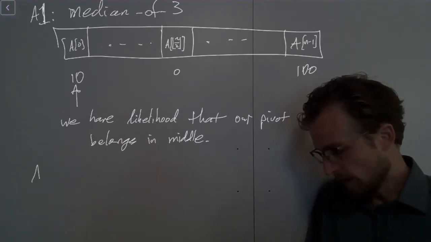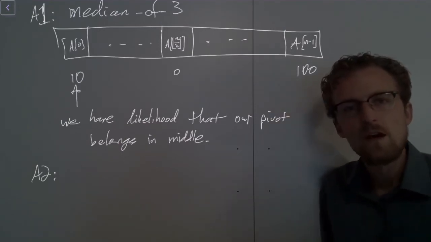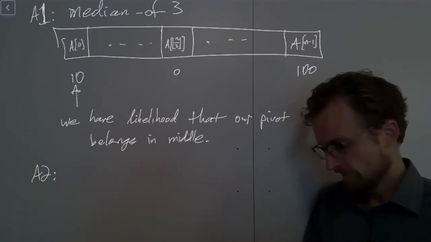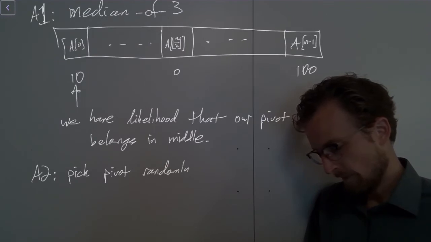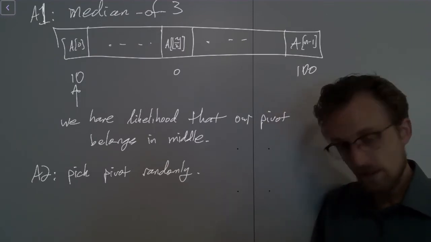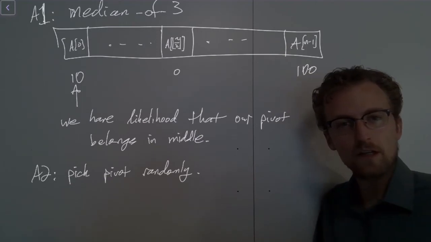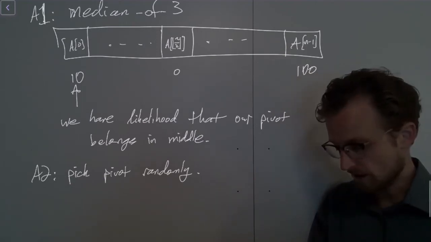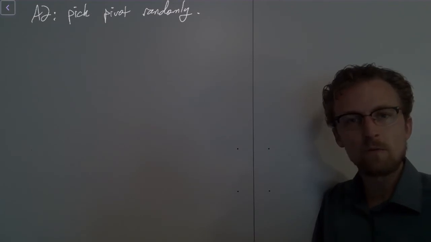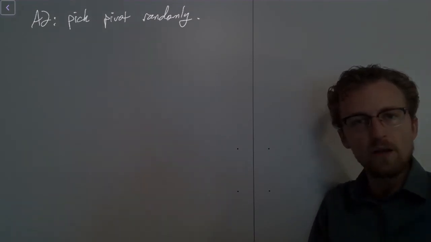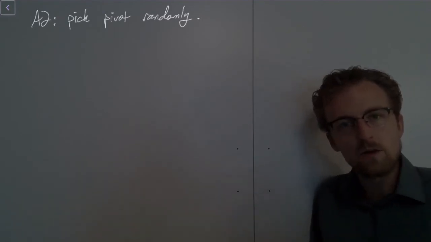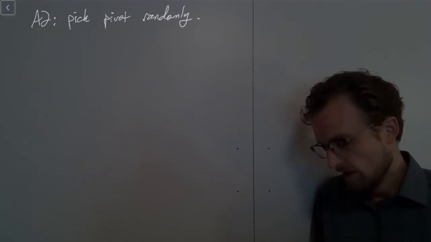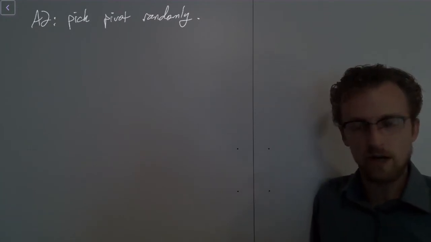Okay, so here's another possible answer. Just pick a pivot randomly. This is actually a very, very deep idea that we're not going to be able to get into much depth in this class. But the idea of picking a pivot randomly is that every single time you just draw a number out of the hat, a number between 0 and n minus 1, and then use the value that's in that location as your pivot.